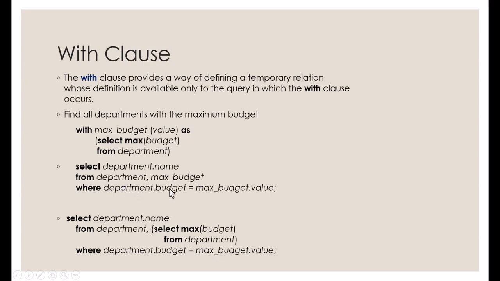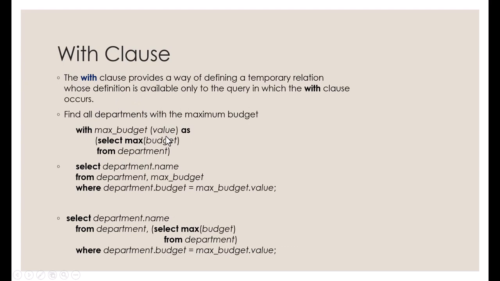where department.budget is equal to max budget dot value. So if that department's budget is equal to the maximum budget of all the departments, then we want to return the name of the department, which is what we wanted, right? So this can be useful. It's not necessary. This is not the only way to do it.